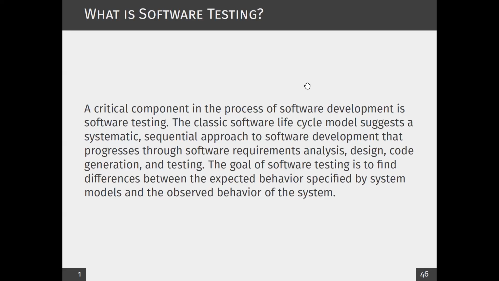Software testing is a crucial part of software development. When you look at the traditional software life cycle model, we have a very systematic, sequential approach to software development. This happens through software requirement analysis, design, then you generate the code, and then the testing. The main aim of software testing is to understand the expected behavior of the system and the observed behavior of the system. That's what we mainly focus on in software testing.